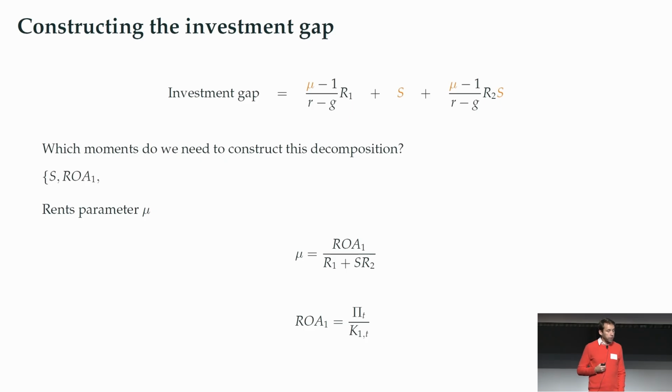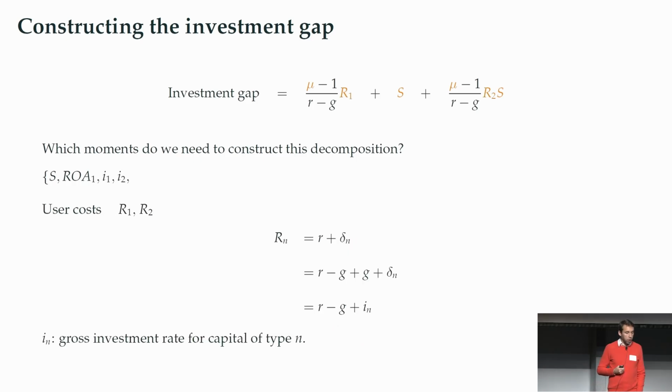The second thing we're going to need and use is a measure of ROA. That's pretty standard. And with a measure of ROA, it turns out you can also back out a measure of the curvature parameter, the rents parameter, mu. It's going to be the ratio of returns on assets to essentially a weighted user cost of capital. Now, that second thing, the weighted user cost, is a little tricky to measure, but the way we're going to measure it is we're going to note that in balanced growth, it's equal to the Gordon growth term, R minus G, plus the gross investment rate, iota.